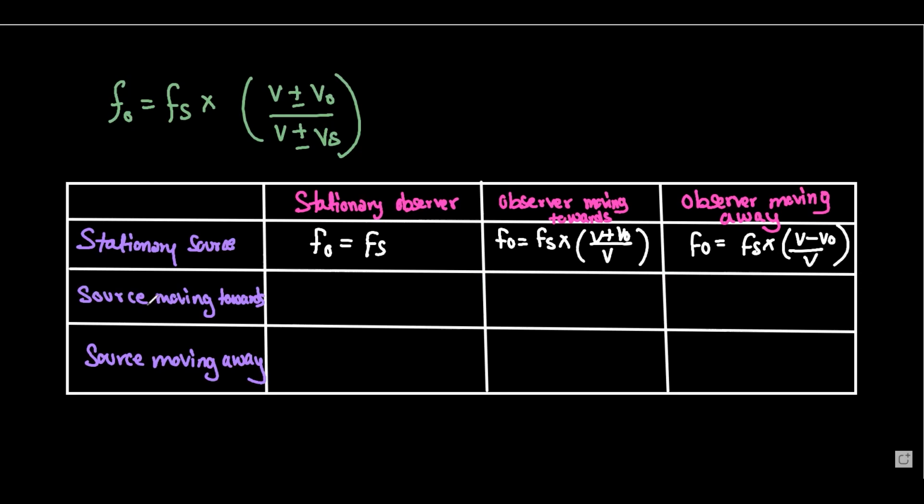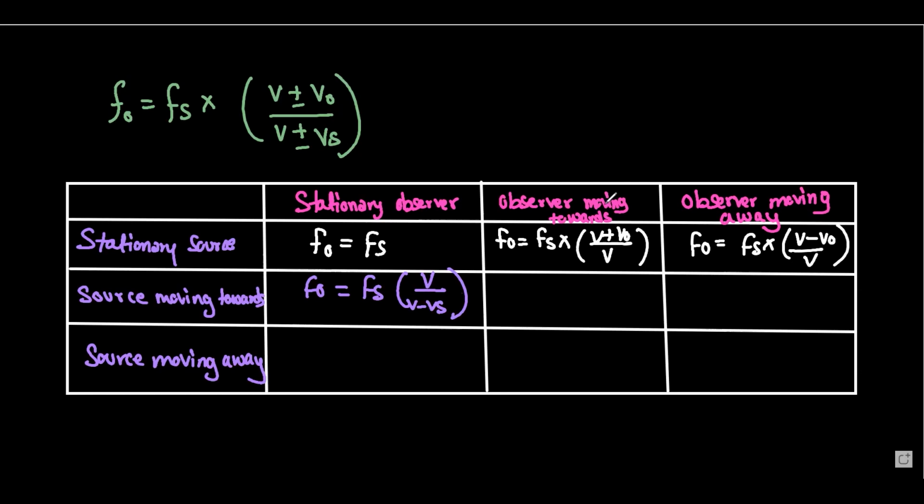All right. Now, what about a source that is moving towards a stationary observer? Now, the observer is stationary, so V naught will be zero in this case. And if the source is moving towards, the observer will hear a high pitched sound, so the frequency will increase, which means the denominator has to decrease. That means we're going to use a negative sign in this case. So it's going to be Fs times V over V minus Vs.